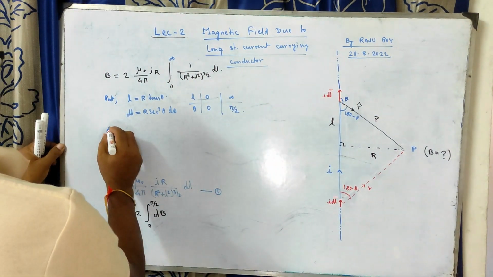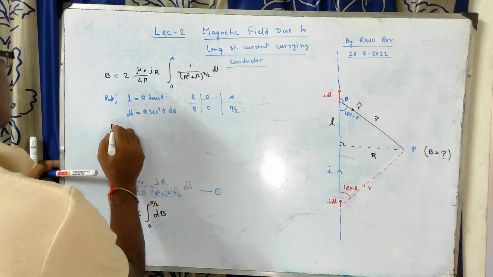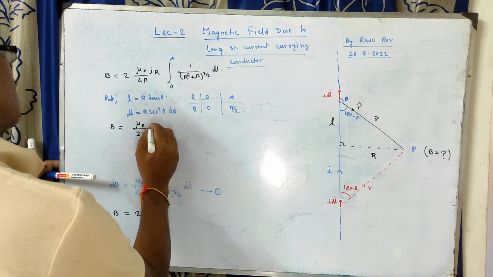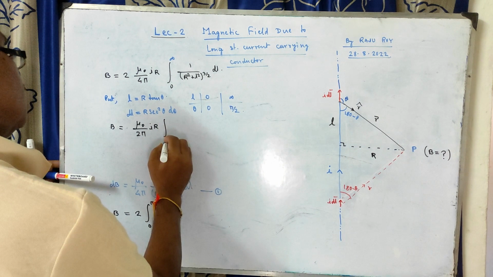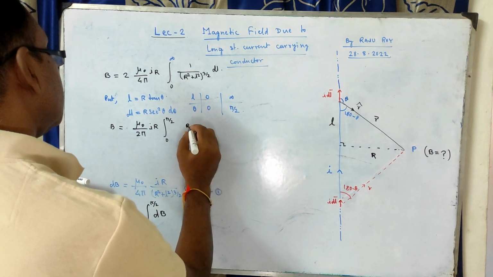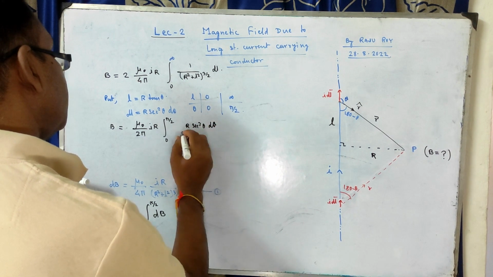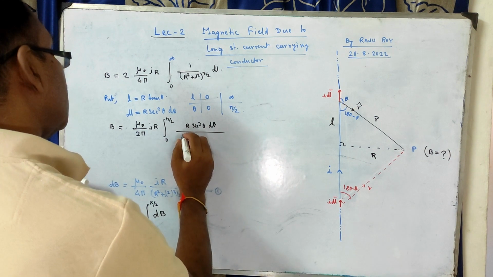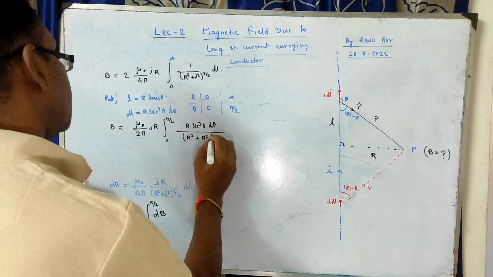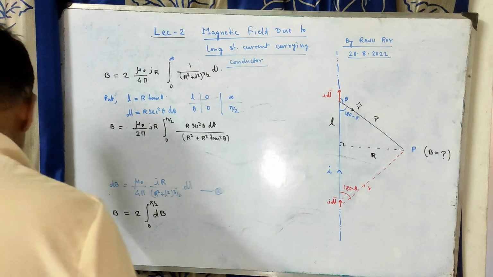So B is equal to mu naught by 2 pi I r, 0 to pi by 2, dl is r secant square theta d theta, right, divided by r square plus L square. L square is r square tan square theta, right, tan square theta. Fine. Okay.